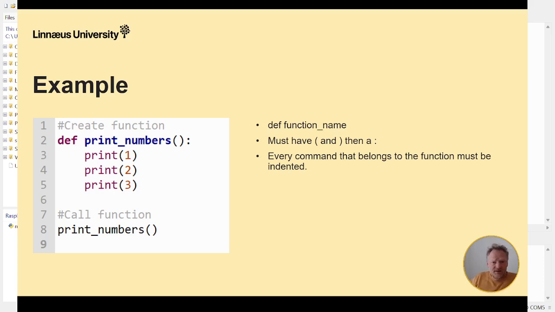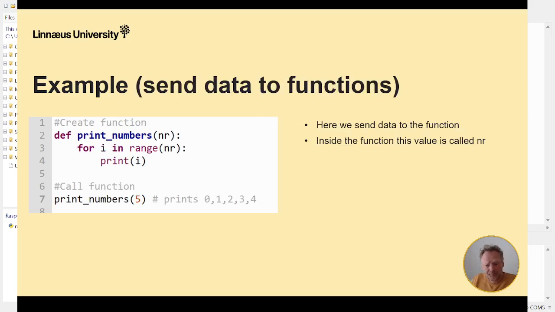In this first example, we create a function called print_numbers. And don't forget the parentheses and a colon. And then you have some commands indented. In this case, you have 3 print commands. So if you call this function, print_numbers, these 3 lines of code will run, and you get 1, 2, and 3 on the shell.